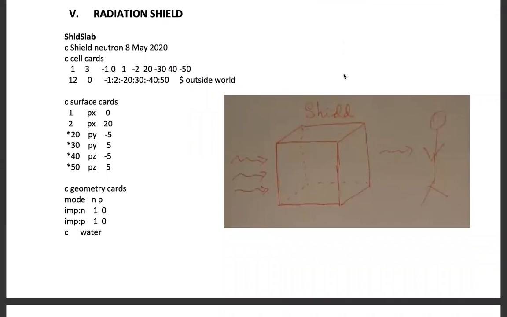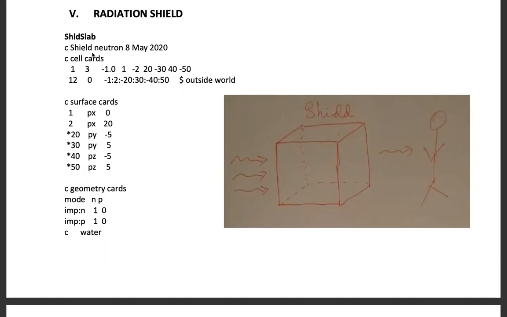This shows you what I'll be talking about. Here is radiation coming from the left side. Here's a person standing, and here's a shield in between. What I'd like to do is stop this radiation so that less of it comes out, and what comes out is within the acceptable safety limit.